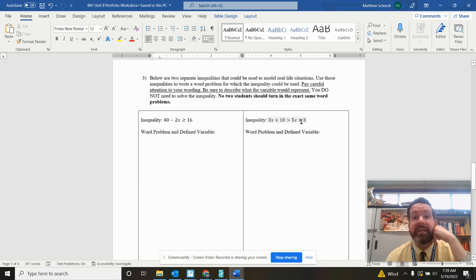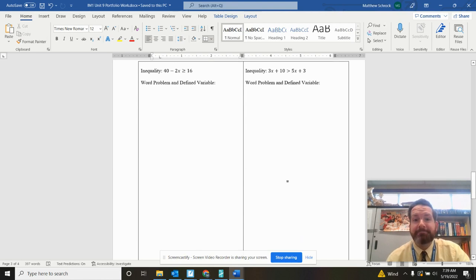So here's another inequality. Come up with a situation, write out that situation, and make sure you explain what the x represents in both cases.